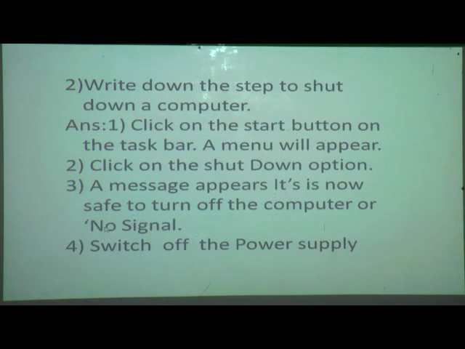If the computer is not showing any signal, it means no signal. Switch off the computer, and the last step is to switch off the power supply. Understand how to start the computer and how to shut down the computer.